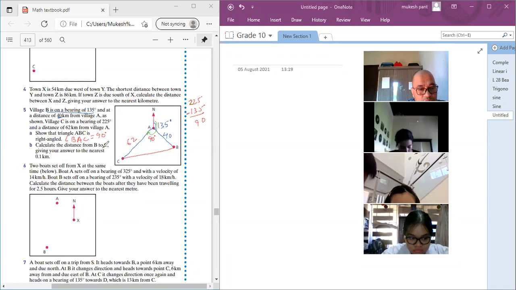Calculate the distance from B to C, giving your answer to the nearest 0.1 kilometer. So here you can write this. How can you find out this BC? Can anybody tell me? BC squared is equal to 62 squared plus 40 squared. Very good, you are absolutely correct.